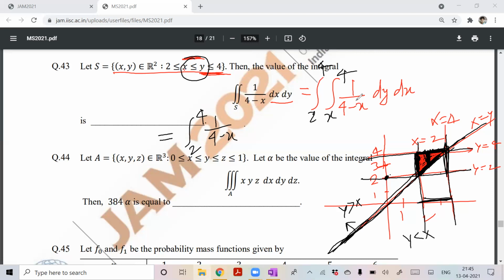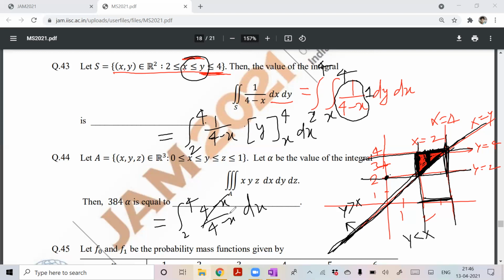So integration of dy, or the 1 dy, because 1 upon 4 minus x will be like a constant for y. So the integration of 1 with respect to y is y, and the limit of y is x to 4, dx. So let's continue at the bottom here. The limit is 2 to 4, and y has a limit x to 4. So upper limit minus lower limit will be 4 minus x. Here there is also 4 minus x, so it will be cancelled out. So 4 minus x upon 4 minus x.